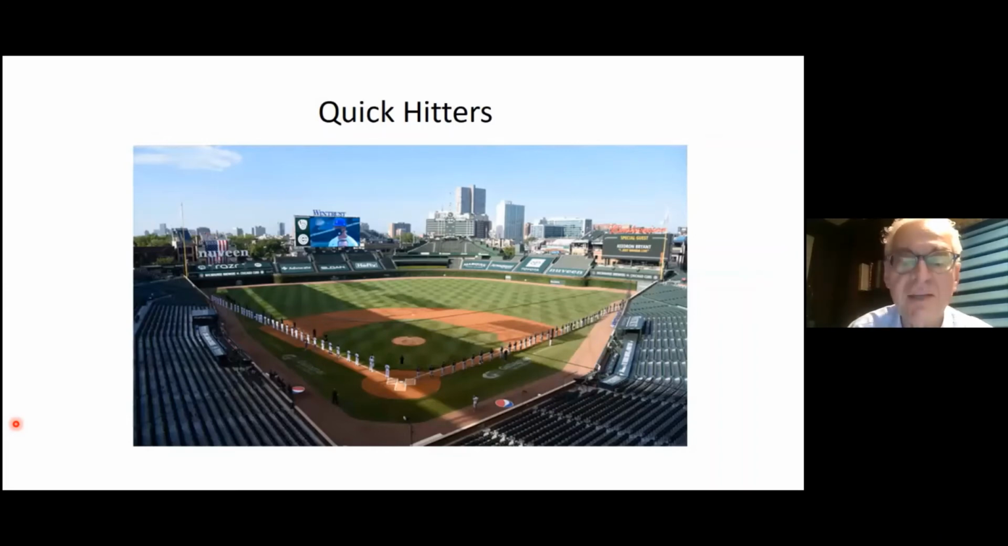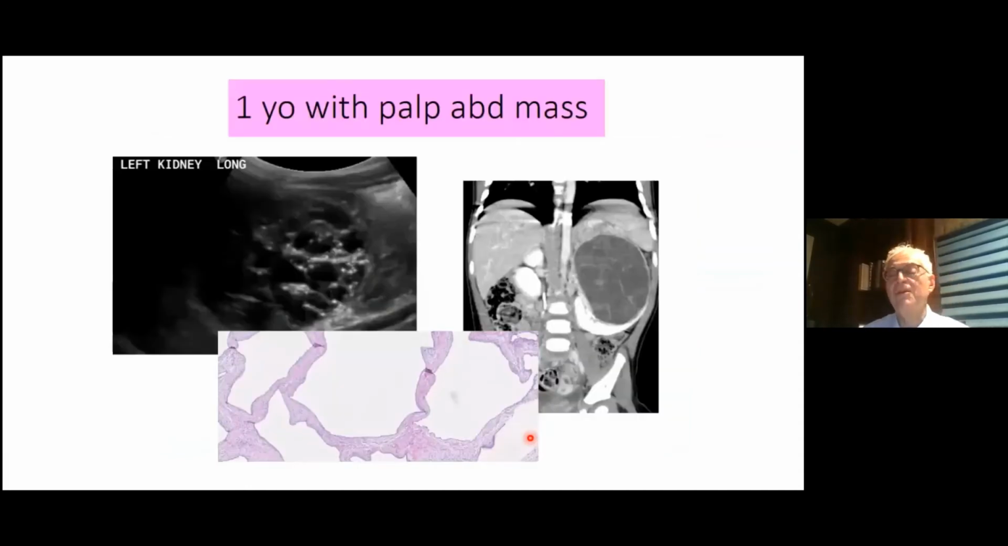It brings up the fact that baseball season, this is my favorite team, Wrigley Field and the Cubs, and you can see there's nobody in the stands on opening day. Very bizarre. Maybe we should shut down baseball, that's another question.